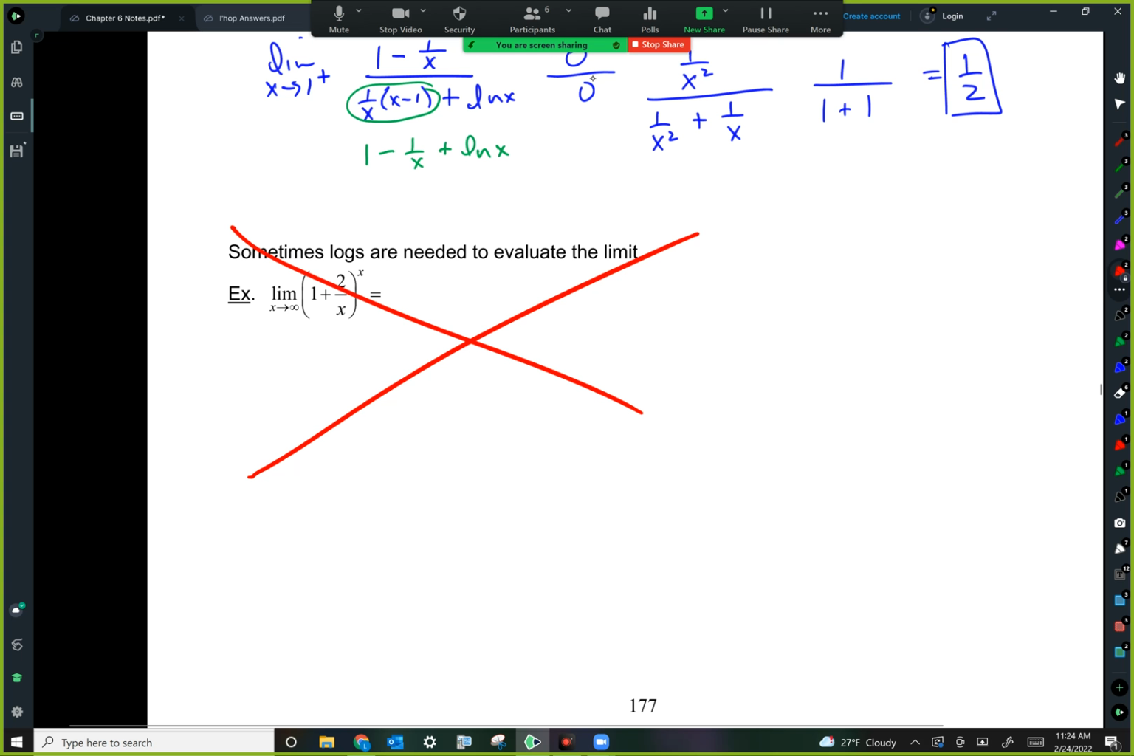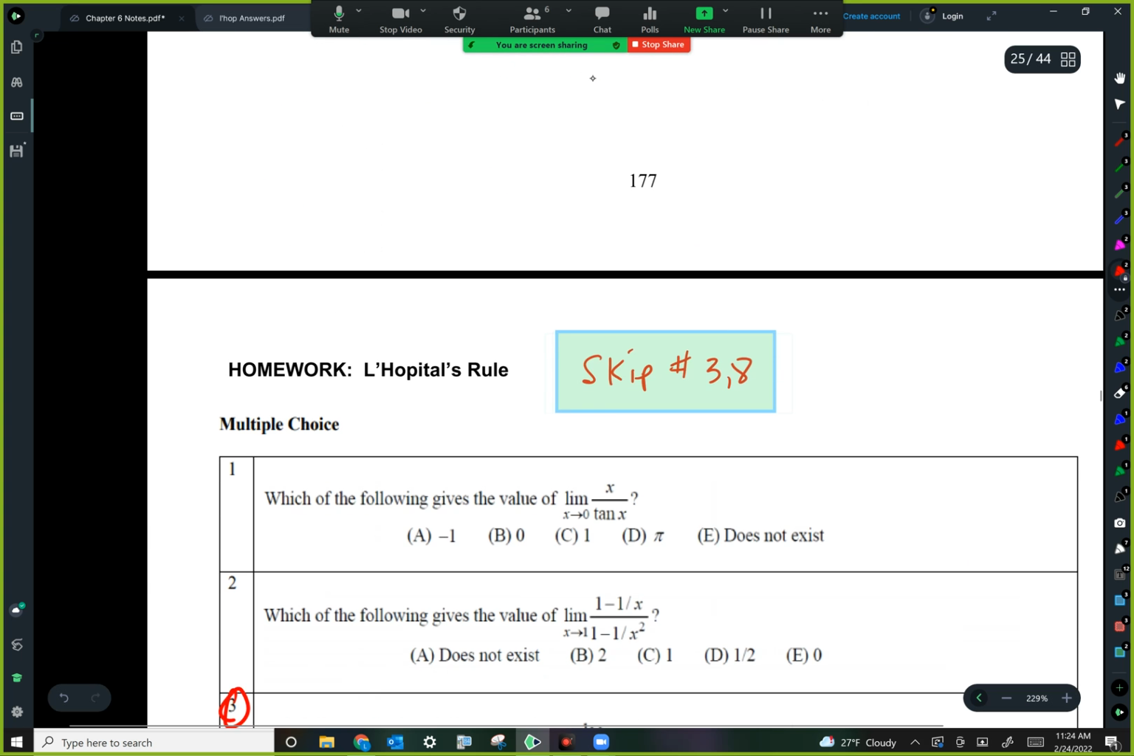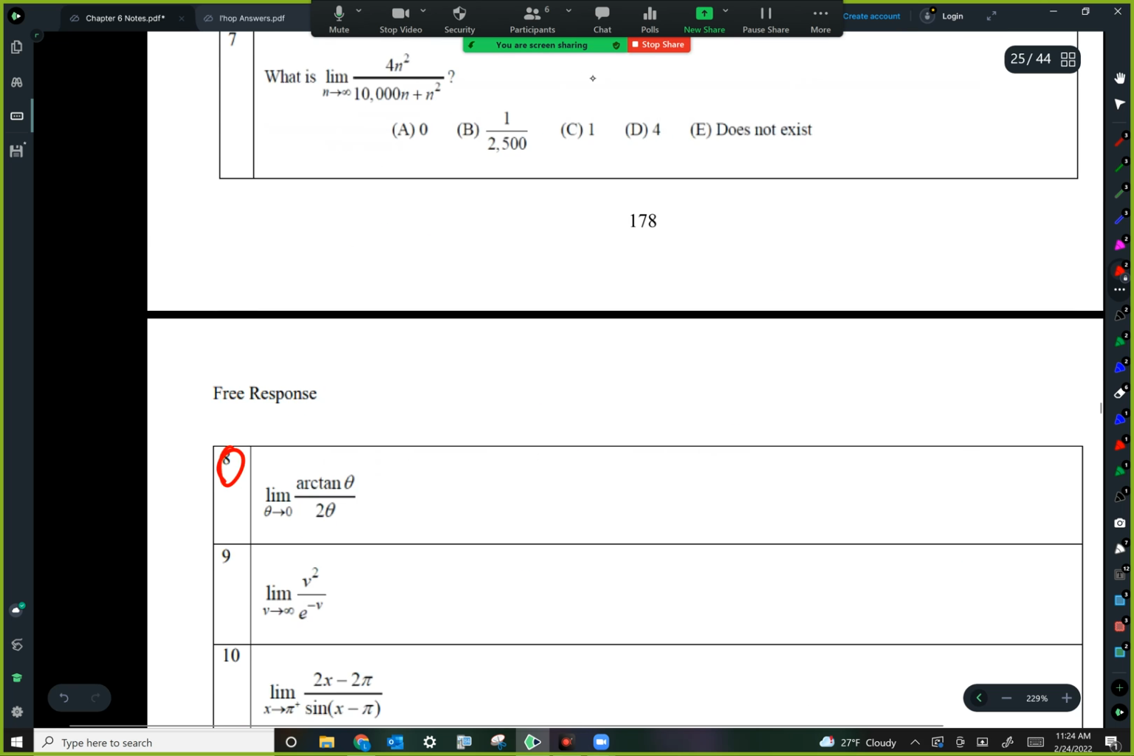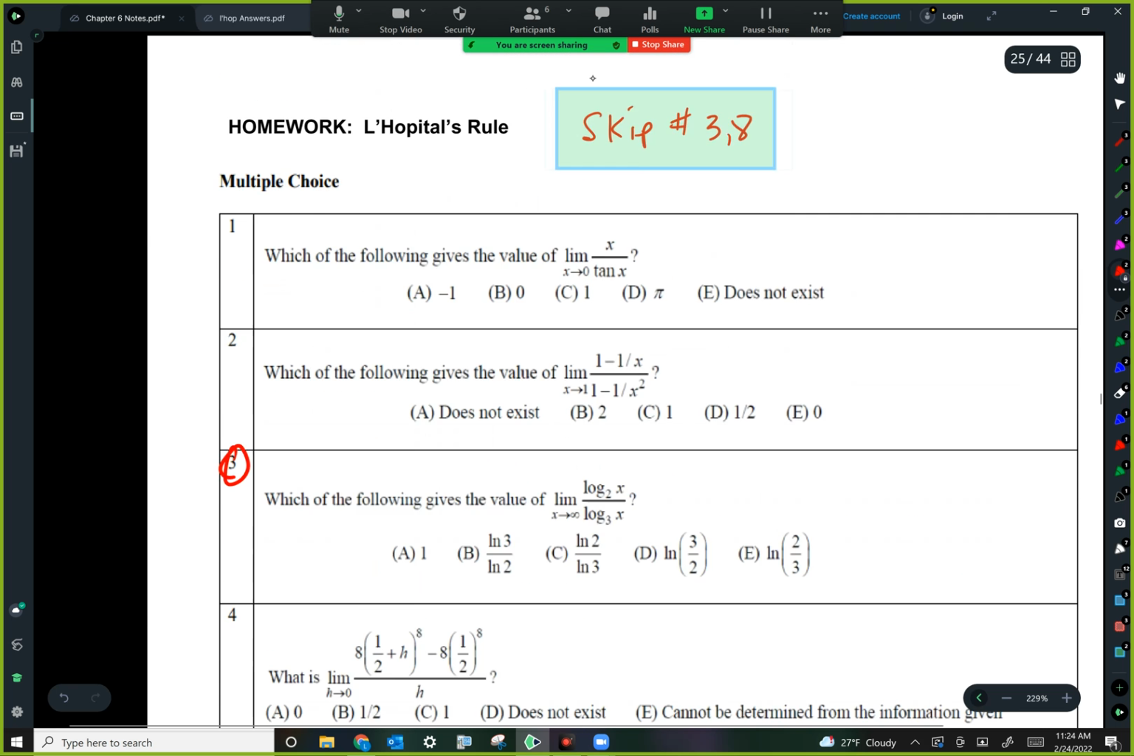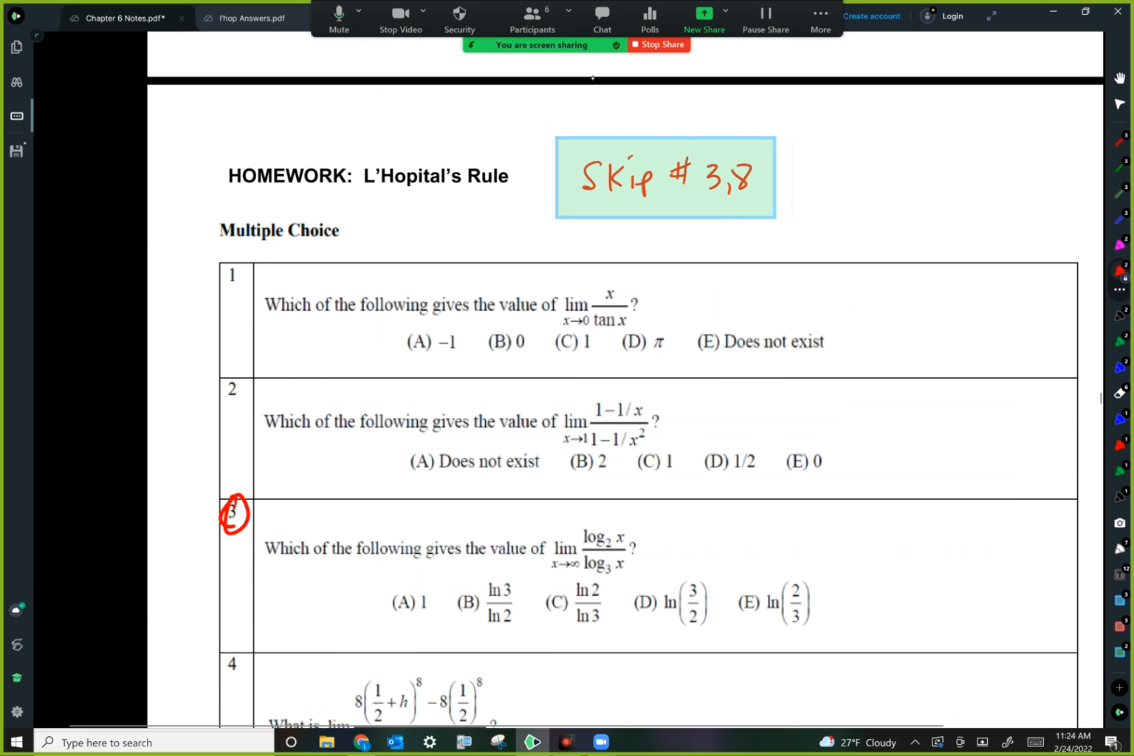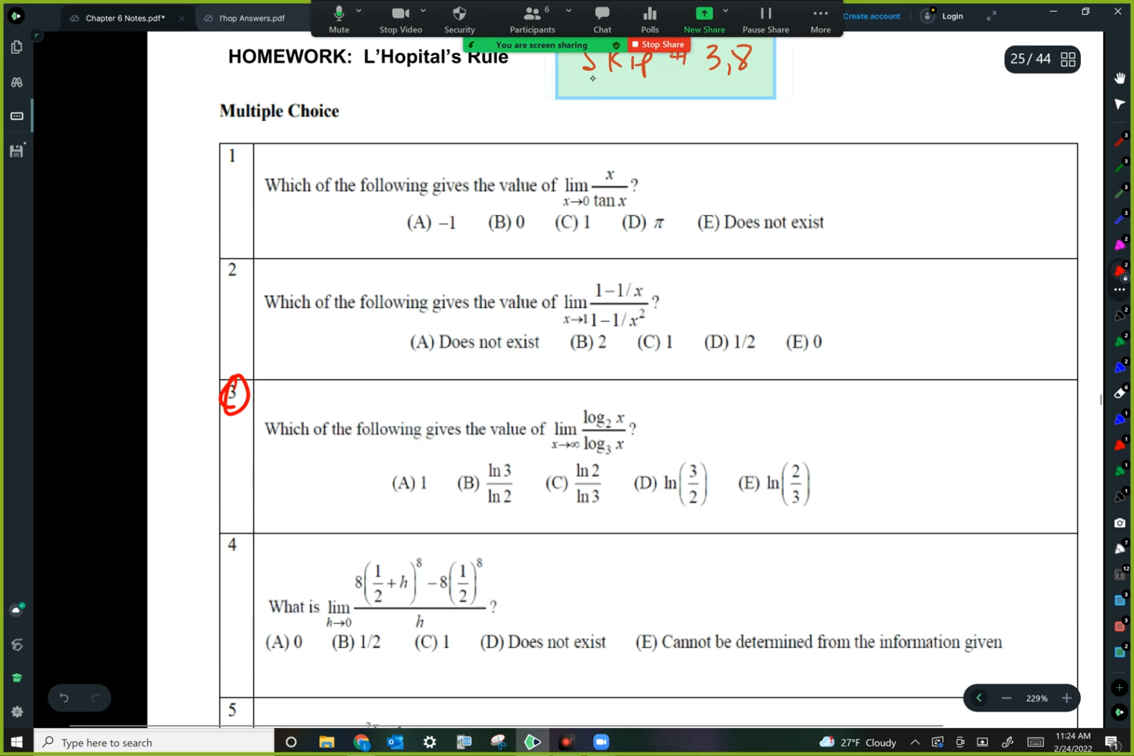Now, I want to point something out to you. First of all, on the homework, which is 178 and 179, make a note. You can skip 3 and 8. Skip 3 and 8. But don't think that you have to do L'Hospital's Rule. If you can substitute and you get an answer, then you're done. Or if you'd rather factor something, if it looks like something you can factor, great, you're done.